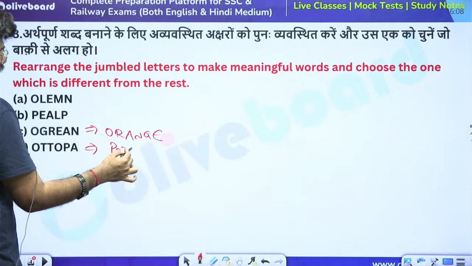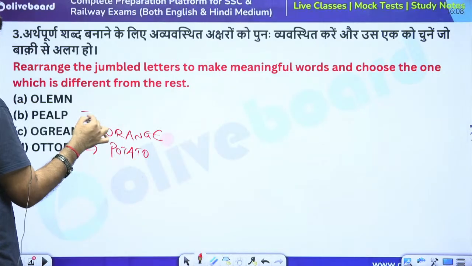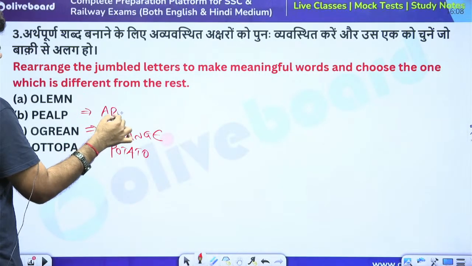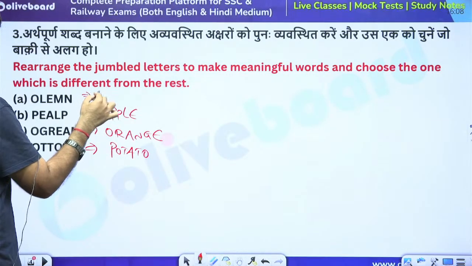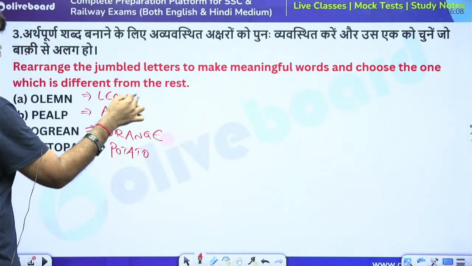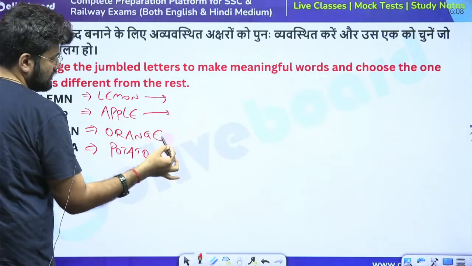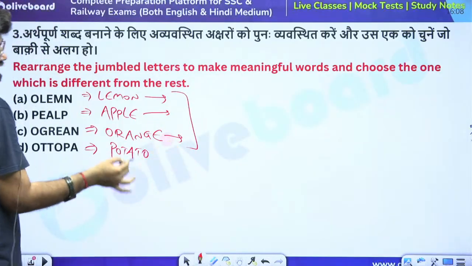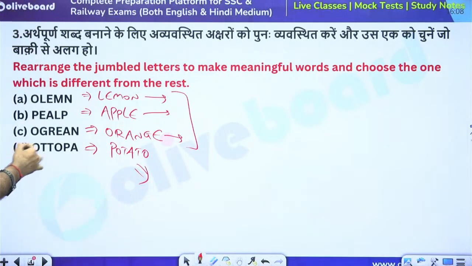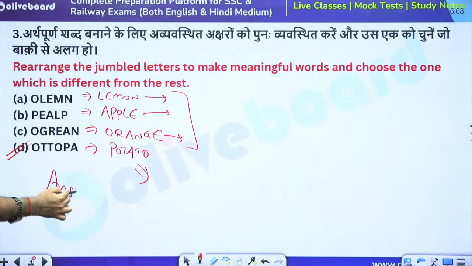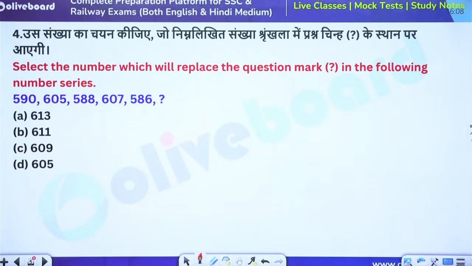This is potato. So then you'll figure out this is apple. And this is lemon. Now, these you can call in the category of fruits. This one is a modified stem. So, option D is the correct answer. Okay. Next.